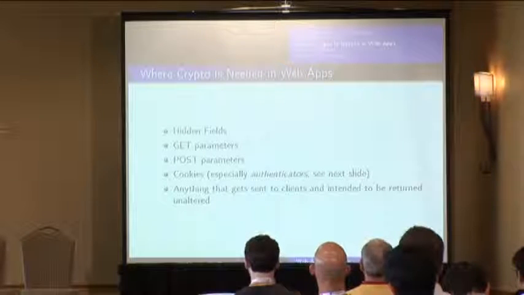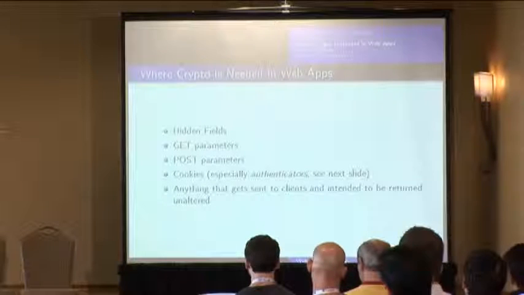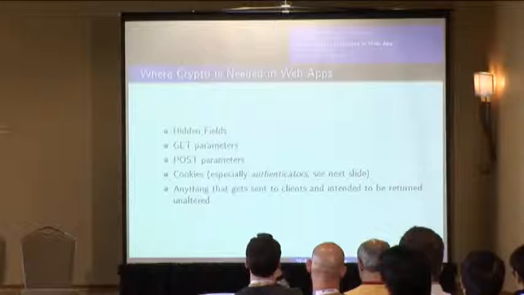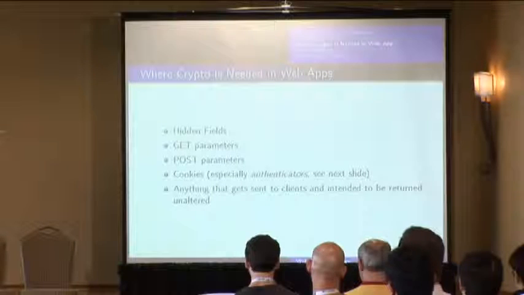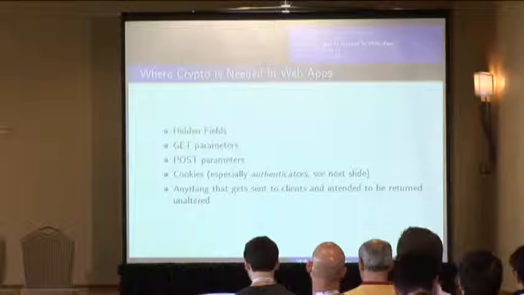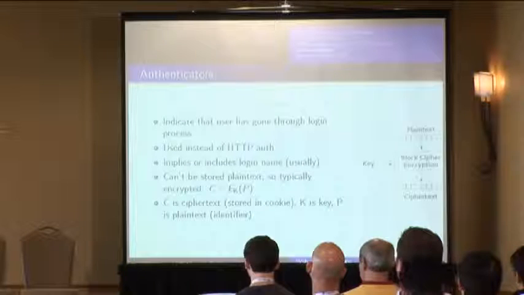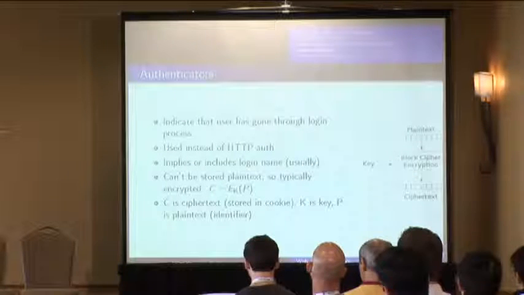So we need crypto in web applications, in hidden fields. We need it in GET parameters. We need it in POST parameters. We need it in cookies, especially authenticators, which we're going to spend a lot of time talking about, and anything that gets sent to the client and is intended to return unaltered, right? We're storing on the client side, so we have an untrusted storage device. And so oftentimes we use crypto to prevent tampering, but it's usually done in the wrong way, and I'm going to tell you about it in a second.